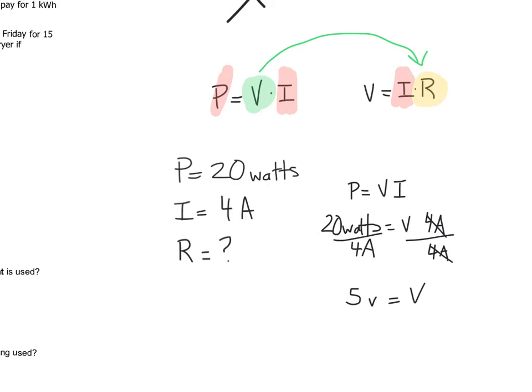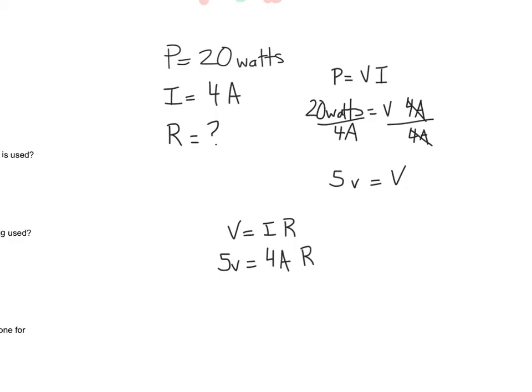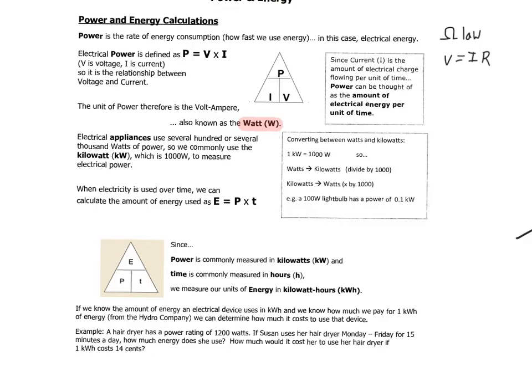So now we have enough information that we can use our Ohm's law, and I'm going to rewrite that formula. Volts is equal to I times R, where our volts is 5. Our current is still the same current, and we're solving for resistance. So we divide both sides by 4. And so we have some things canceling out, and we have a resistance of 1.25, and remember our units of ohms.